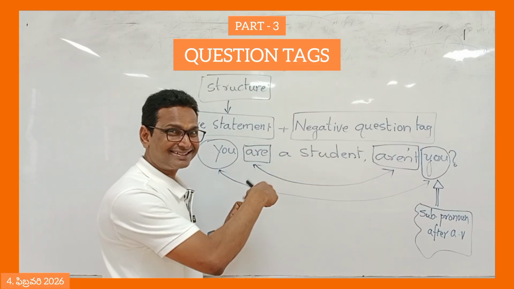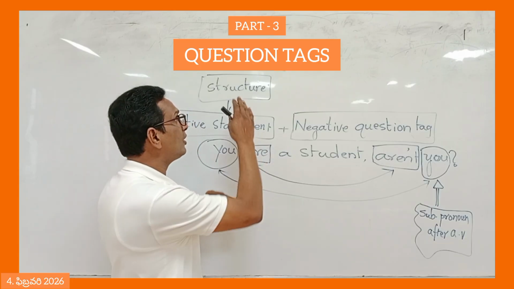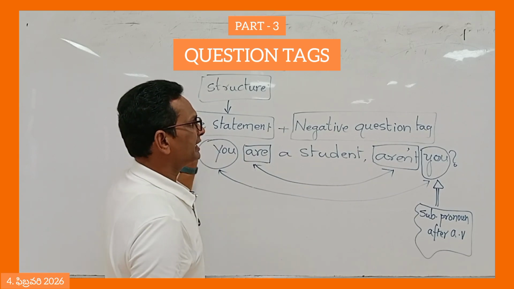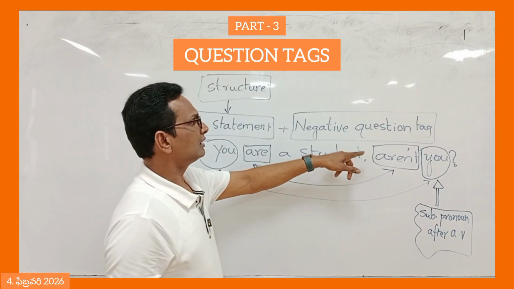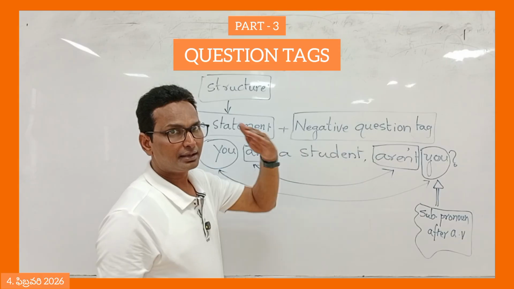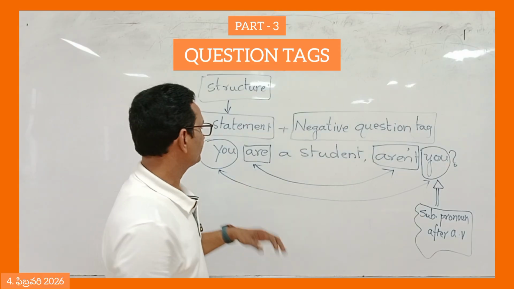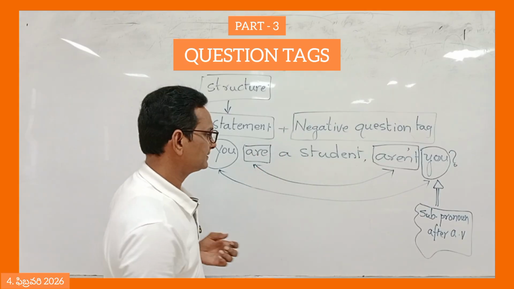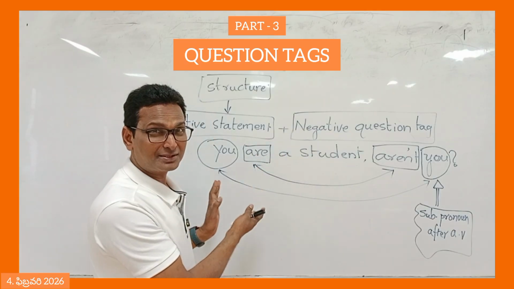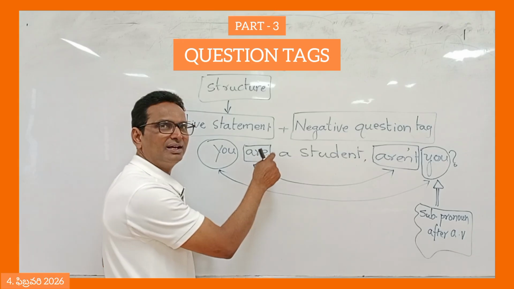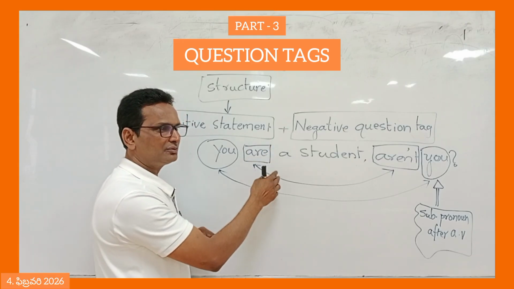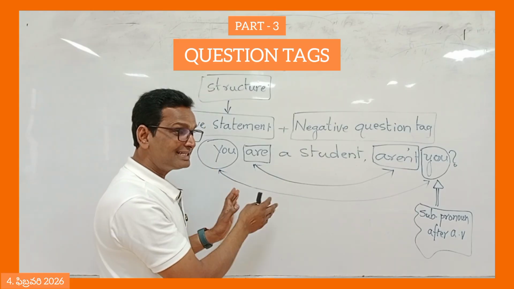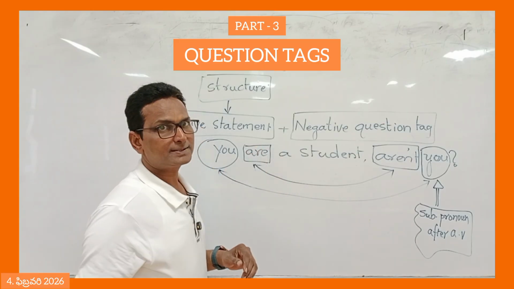Okay, our main thrust area and the discussion has been on the question tags. Now we have been discussing the structure. A positive statement will have a negative question tag. This is the idea of the discussion today in this video. You are a student. It's a positive statement, or in other words, a positive sentence. Why can this be called a positive sentence? Because there is no negative word, no word which fetches the negative sense in the sentence.